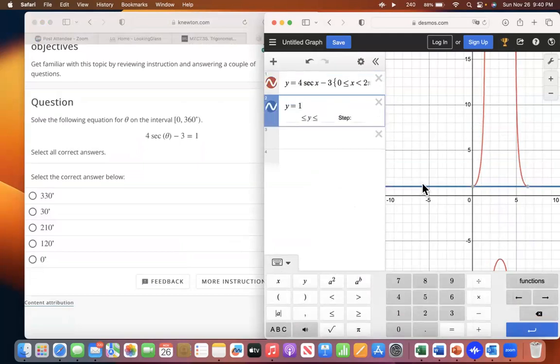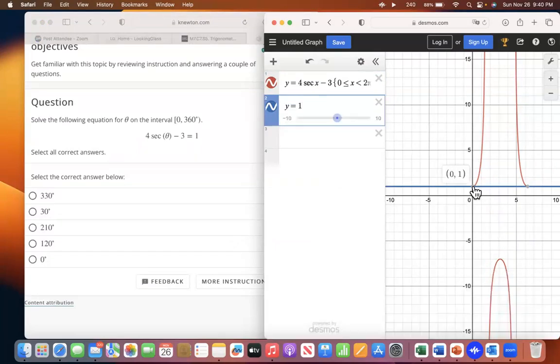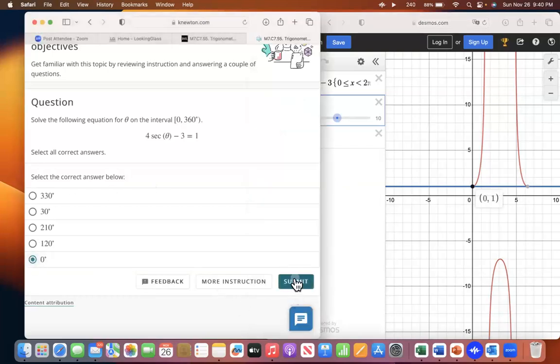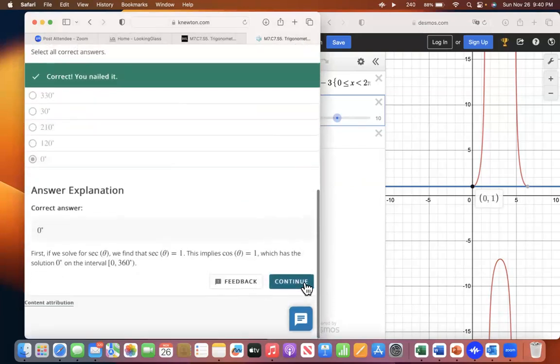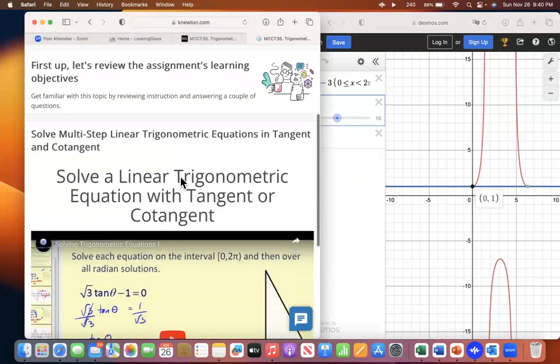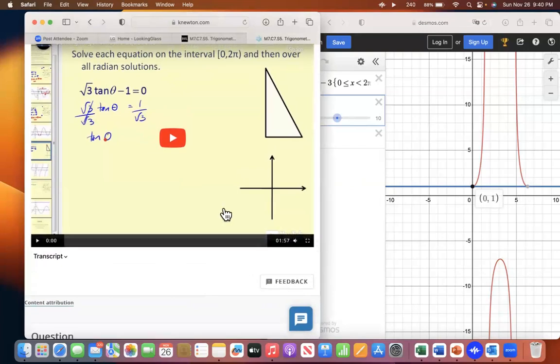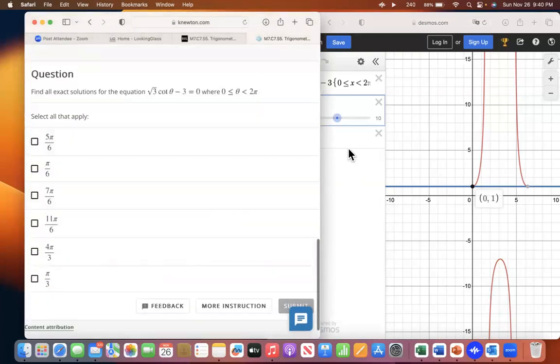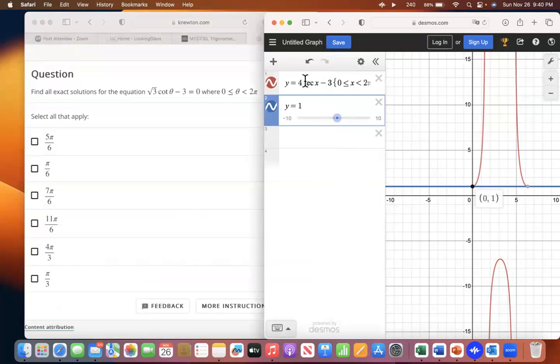All right. So there's, it's just there at 0. So that's the only answer. So 2 pi is 360 degrees, but it's excluded. So it's just at 0.